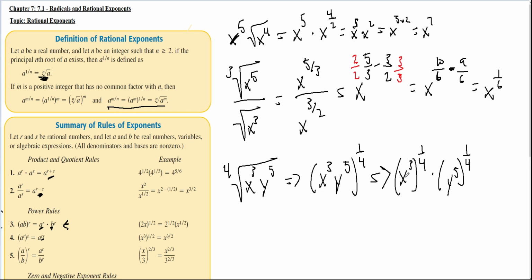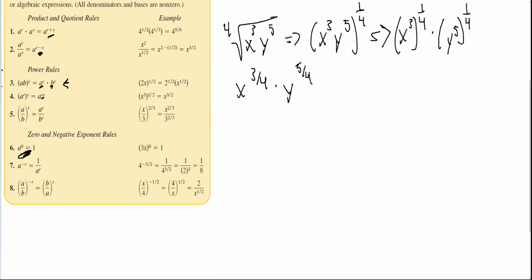And from here, it's just using rule number 4 now. So I would have x raised to the 3/4 power, because 3 times 1/4 gives me 3/4, times y raised to the 5/4 power.